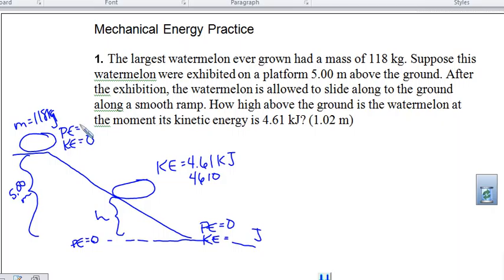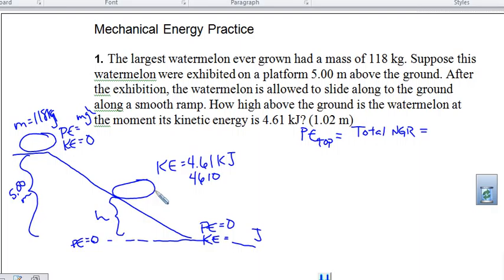I have enough information to solve for the potential energy at the top, which is the formula mass times gravity times height. So the potential energy at the top, which is the total energy at the top, should be equal to the energy everywhere else in the motion of the watermelon. So I should be able to pick any other location along the motion, and the potential energy at the top should be equal to the total energy at that location.